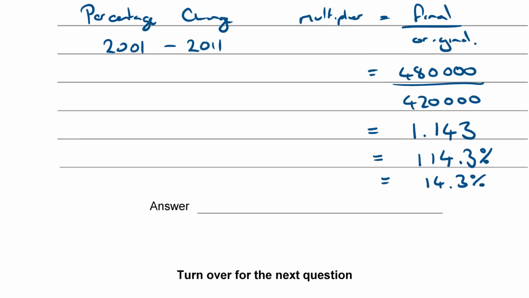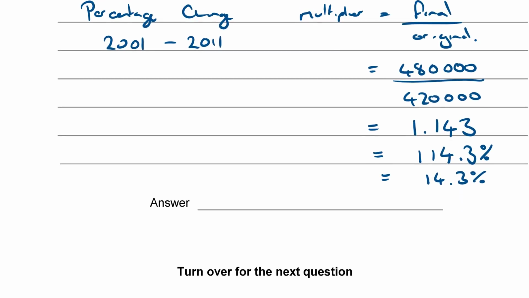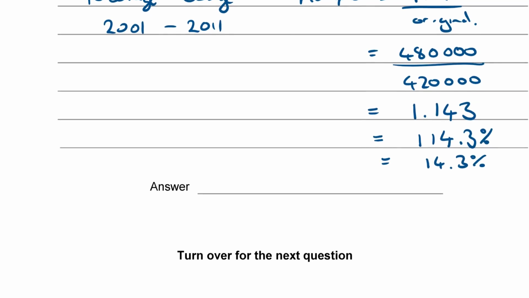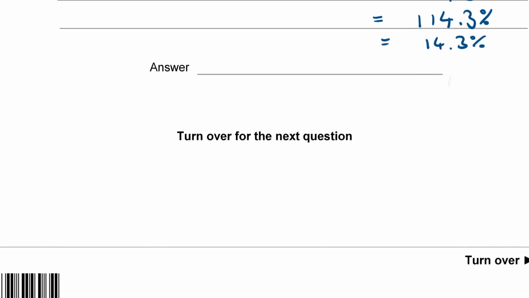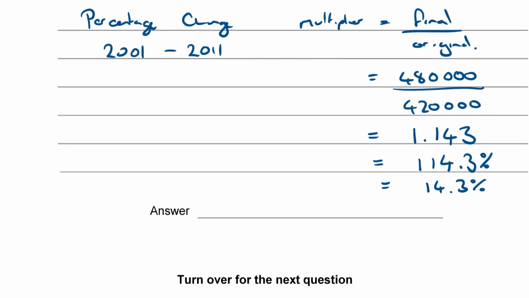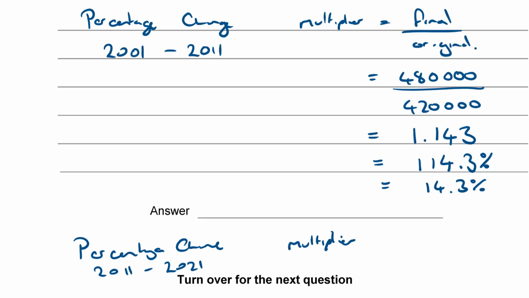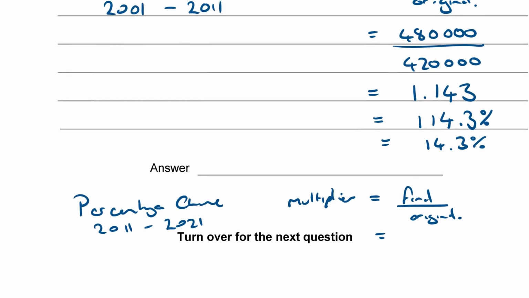Okay, now let's work out the percentage change from the next amount if it was going up by 60,000 again. So I've kind of run out of space here. So the percentage change from 2011 to 2021, again our multiplier is going to be equal to our final over our original, which is equal to, well, what did he say it was?